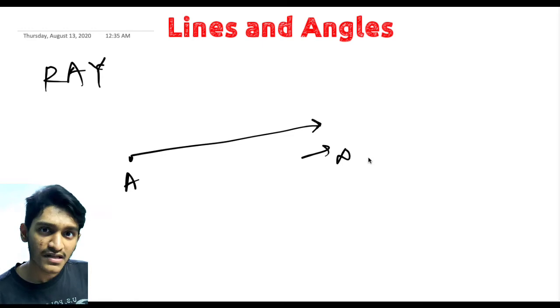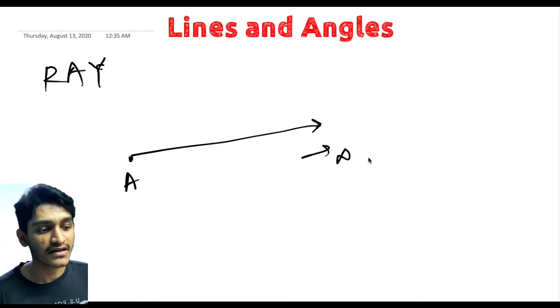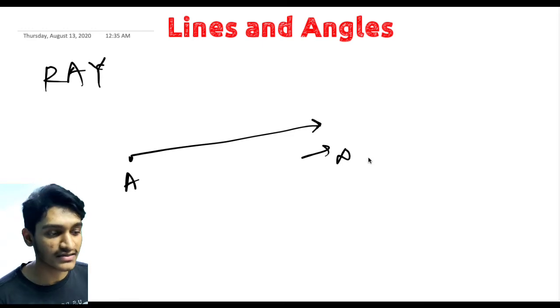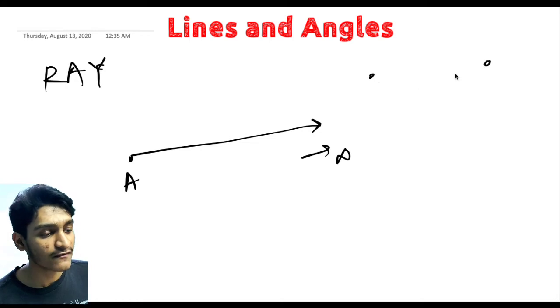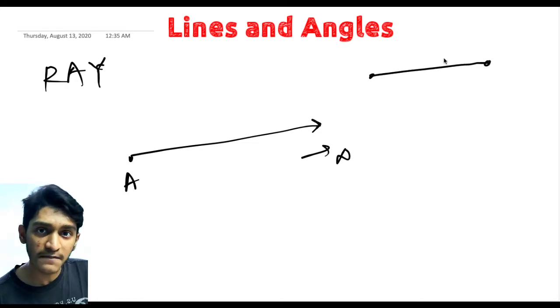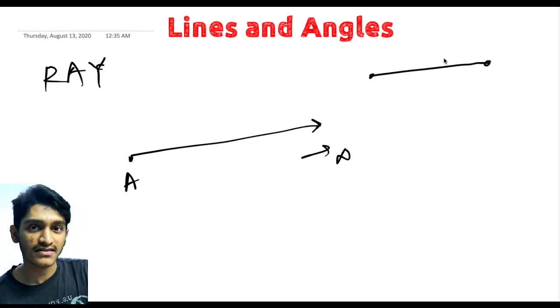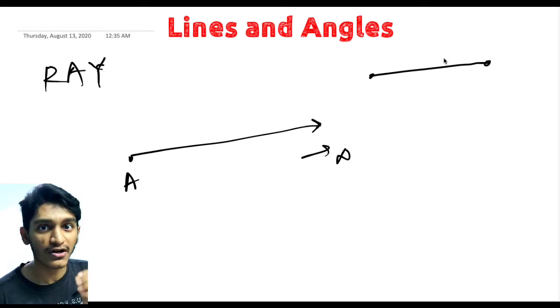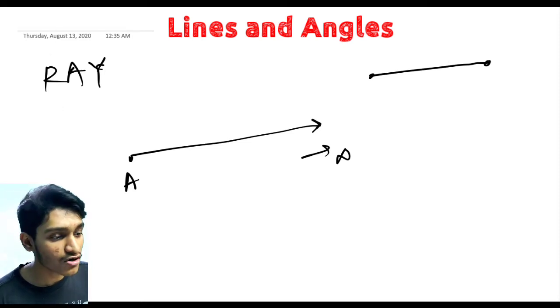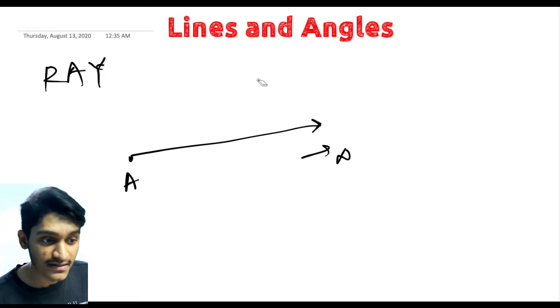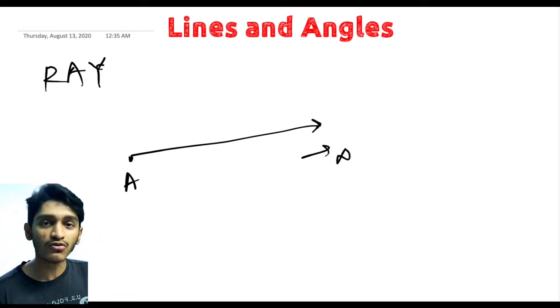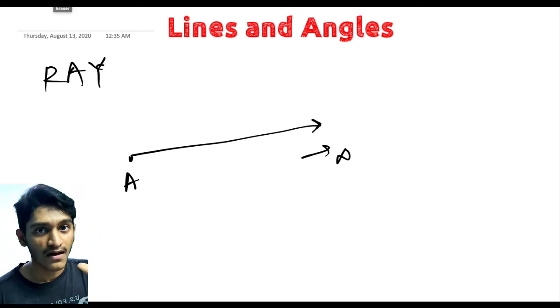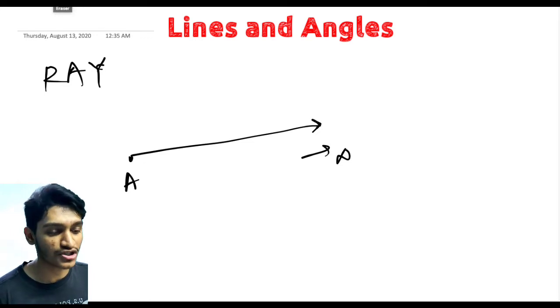Now, can we measure a ray? We cannot measure a ray since it is going to infinity on the other side. In the case of a line segment, we can very well measure it because there are two defined points, so we can place our scale under that and get a particular measurement. But over here, we don't know where this ray ends. So we don't have the positions of two endpoints, so we cannot take the measurement.